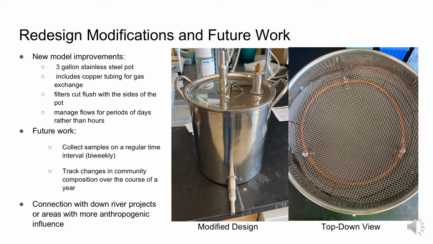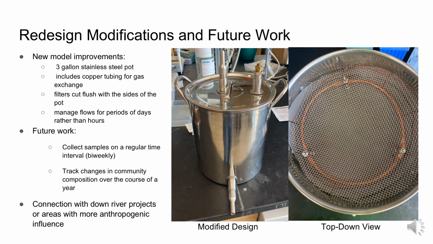In order to address the issues we met during the initial trialing, we have begun to redesign and modify the system that we're using. While the filters are much the same, we have now changed housing to a 3-gallon stainless steel stockpot and included copper tubing for gas exchange. The filters themselves were cut to be flush with the edges of the stockpot in order to eliminate the possibility of water flowing over the sides, and we're hoping that this system will be able to manage flow for a period of days rather than a period of hours.